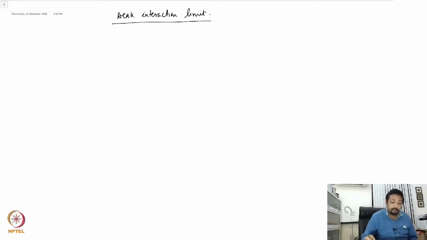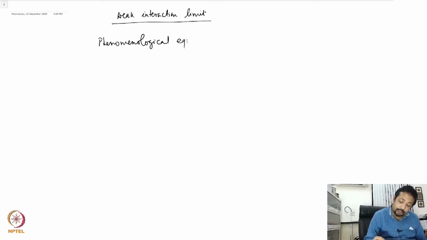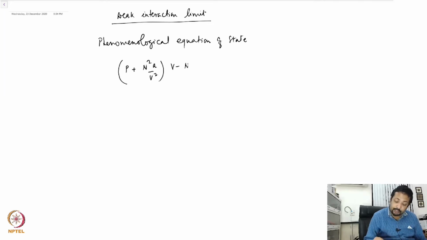Of particular interest is the phenomenological equation of state, which is (P + N²a/V²)(V − Nb) = N k_B T.